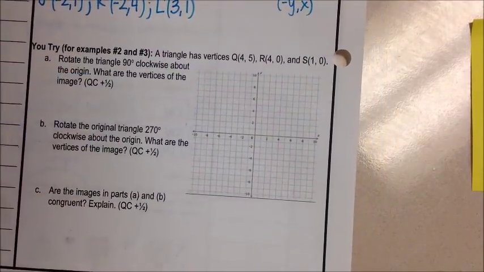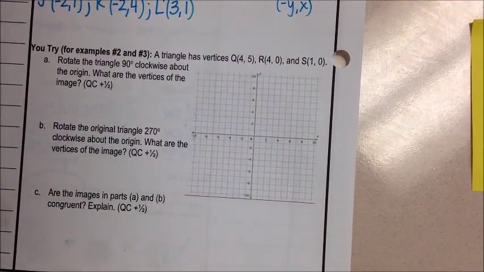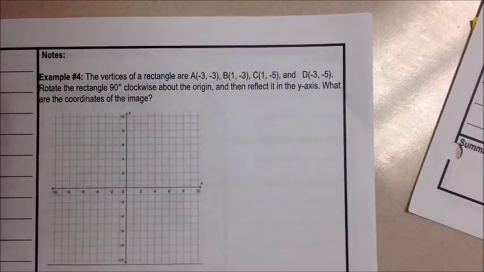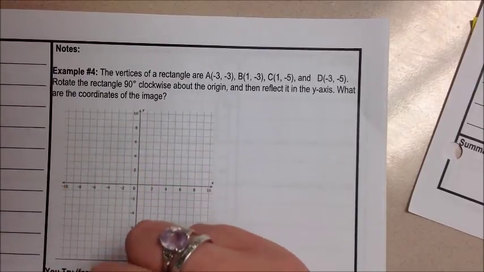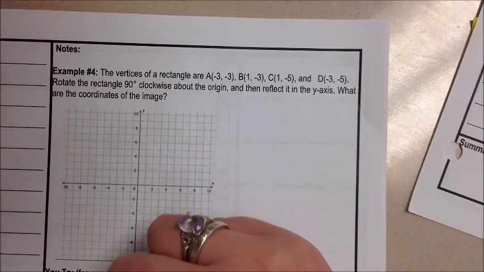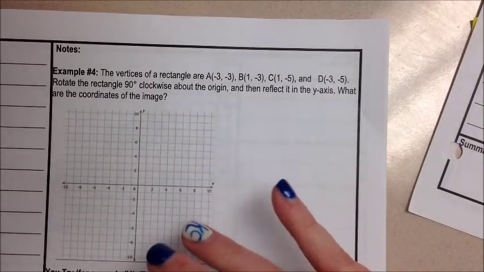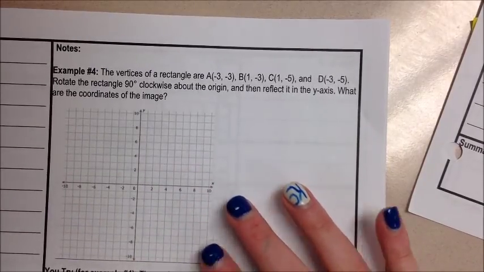I gave you a graph just in case you want to use it. You don't have to, but I gave it to you just in case you want to. Okay? Okay, so for example number 4, it says the vertices of a rectangle are negative 3, negative 3, 1, negative 3, 1, negative 5, and negative 3, negative 5.